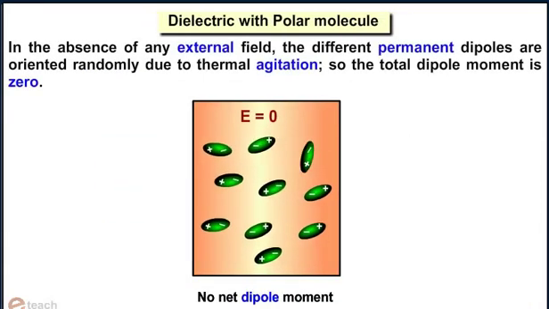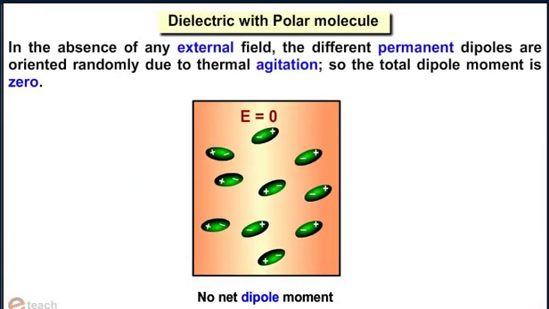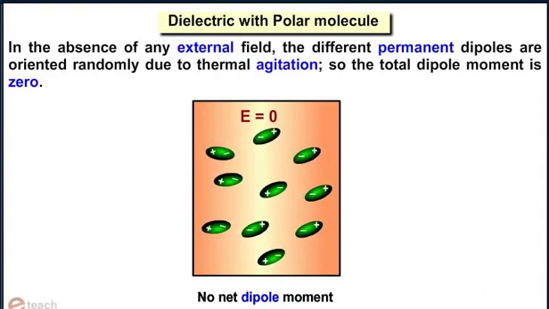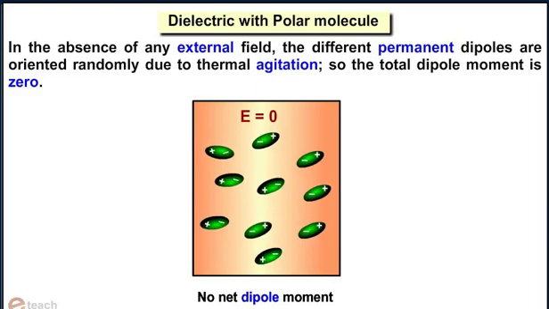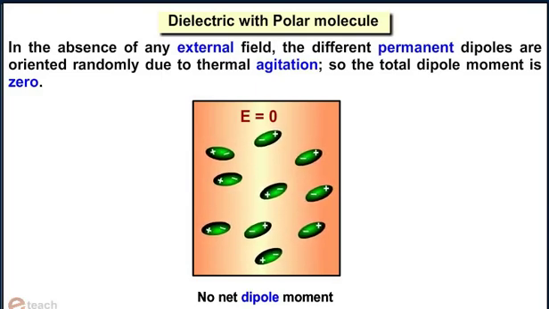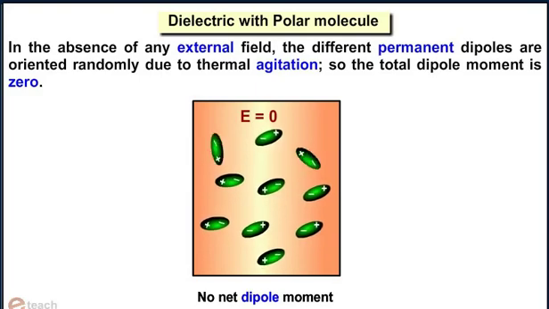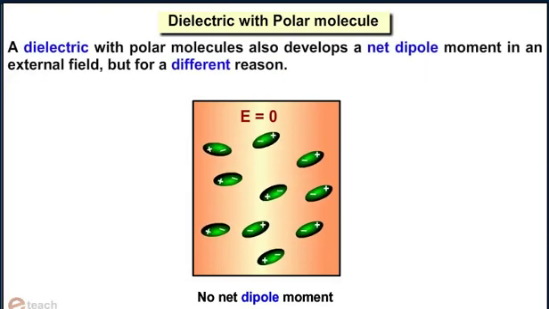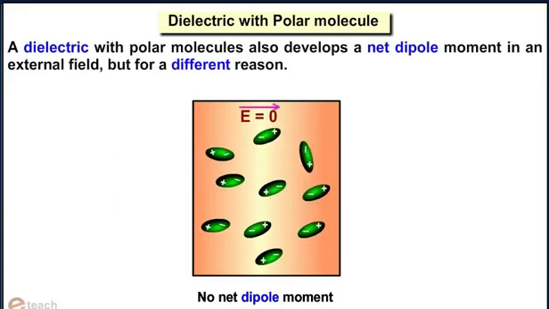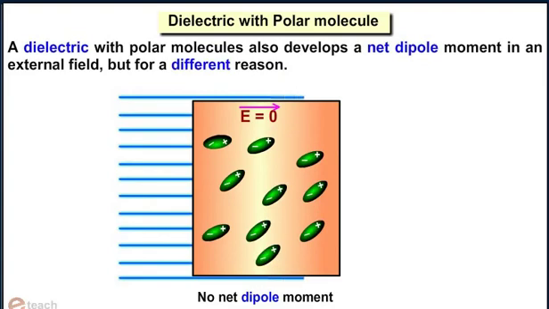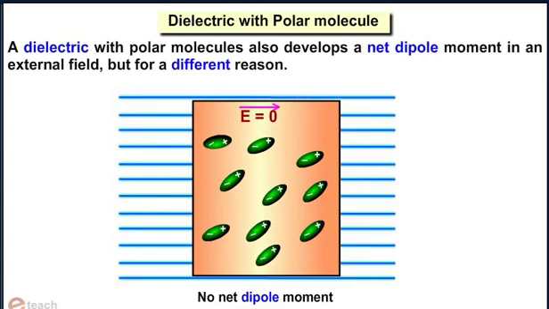Let us study about dielectric with polar molecules. In the absence of an external field, the different permanent dipoles are oriented randomly due to thermal agitation. So, the total dipole moment is zero. A dielectric with polar molecules also develops a net dipole moment in an external field, but for a different reason.